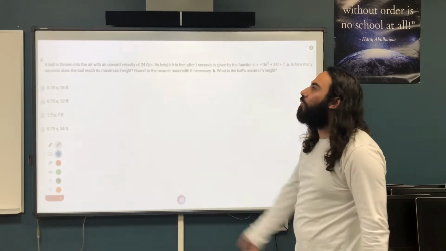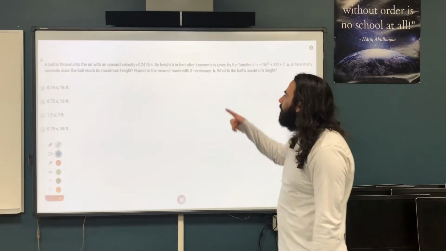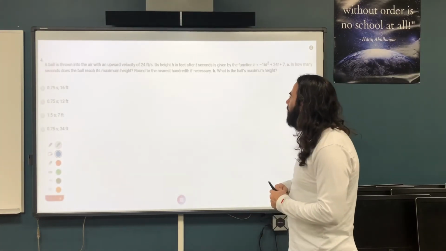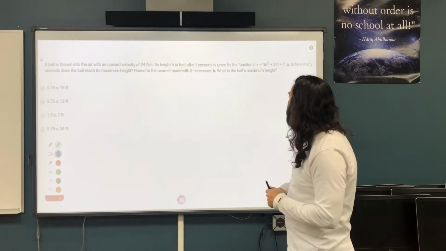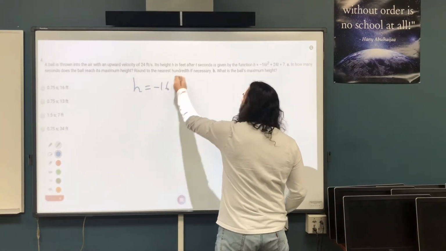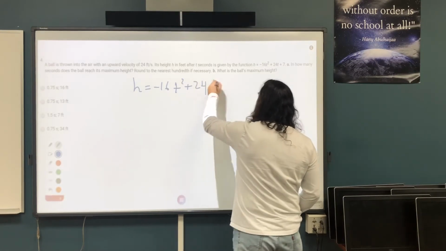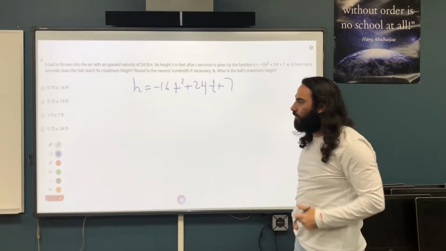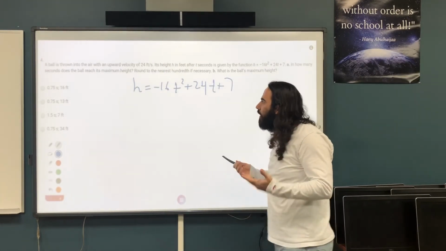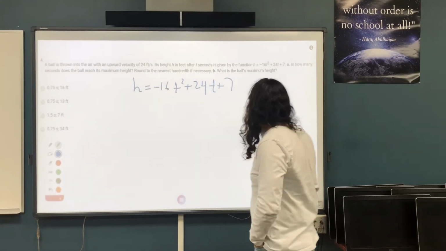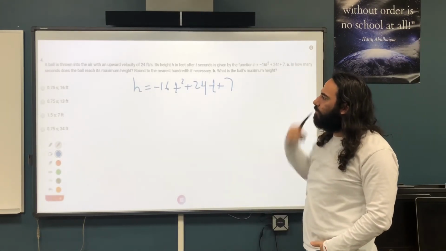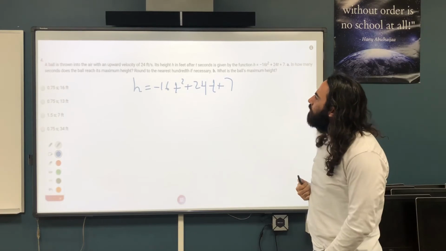So we have a ball, we threw it up in the air with a velocity of 24 feet per second. Its height, h in feet, after t seconds is given by the function h equals negative 16t squared plus 24t plus 7. Okay, that's the function. h is for the height, and t is for the time. He already gave us 24 feet per second. In how many seconds does the ball reach its maximum height? Round to the nearest.